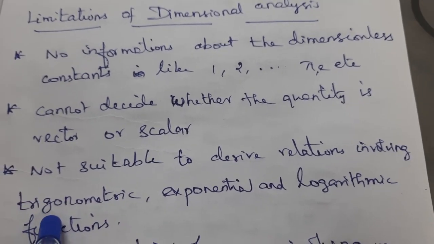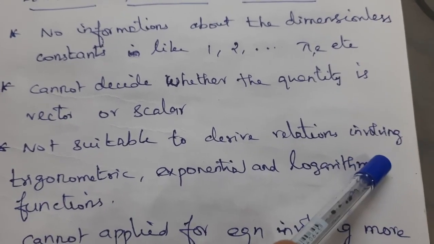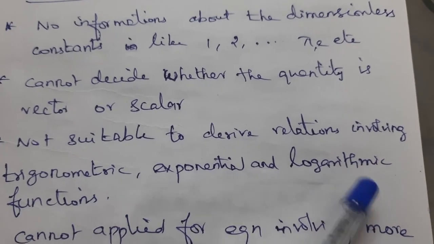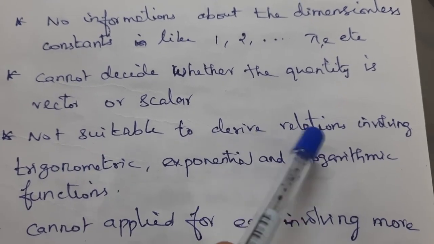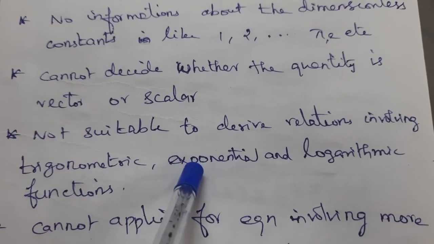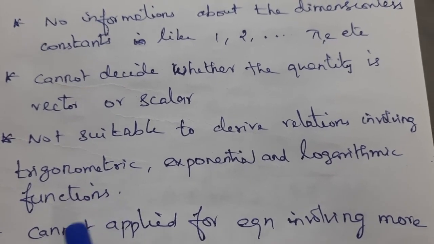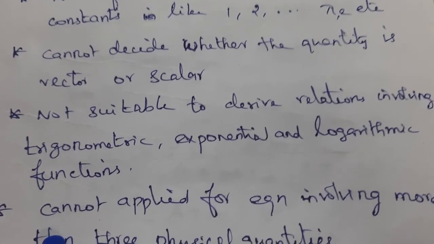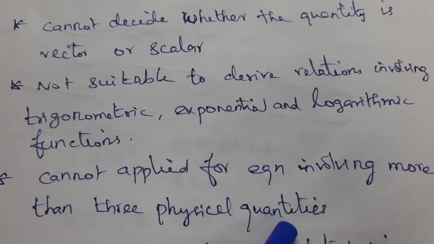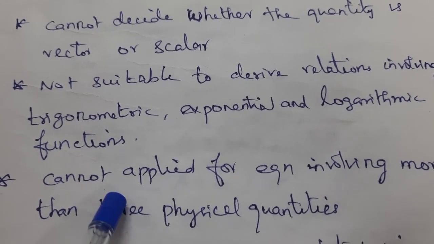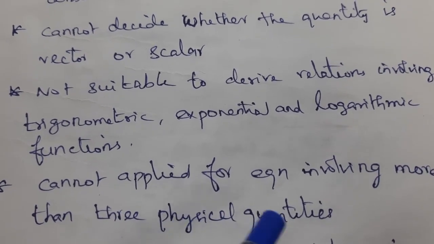Third limitation. This method is not suitable to derive relations involving trigonometric functions, exponential functions and logarithmic functions. There is no dimensional formula for that. It cannot be applied to equations involving more than 3 physical quantities.